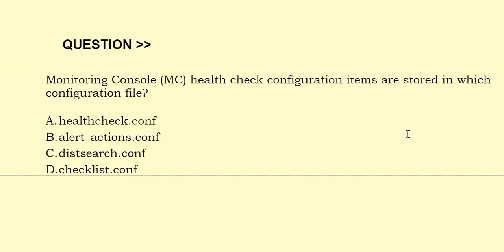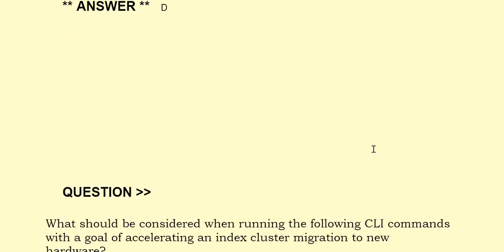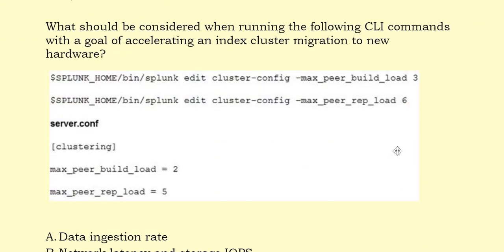Monitoring Console (MC) Health Check configuration items are stored in which configuration file? Option A, healthcheck.conf, option B, alert_actions.conf, option C, discharge.conf, option D, checklist.conf. The correct answer is option D. Moving towards the next question.